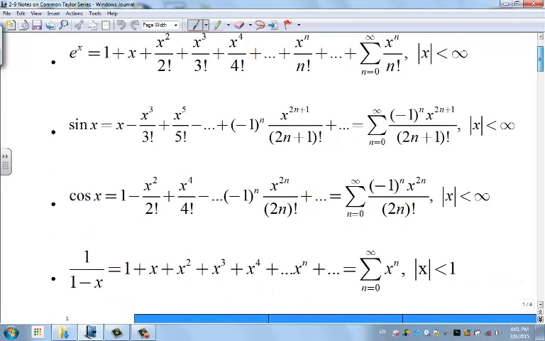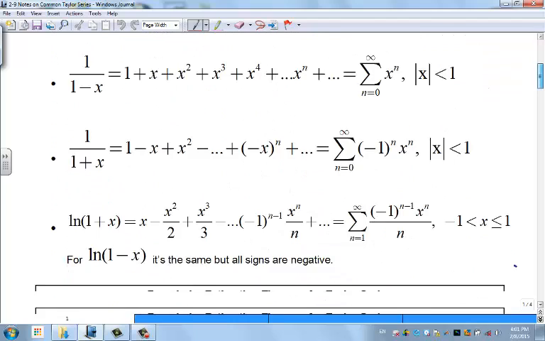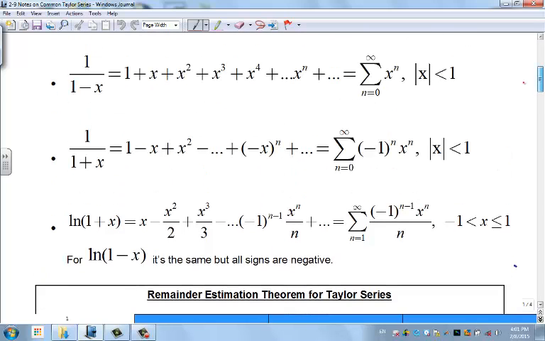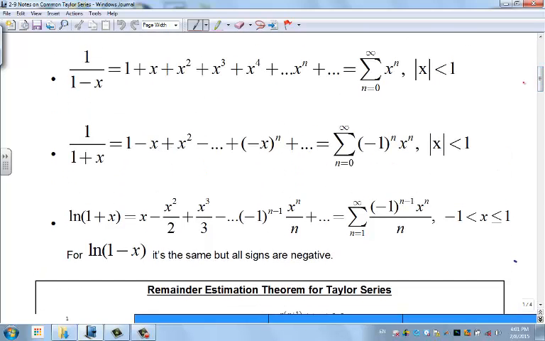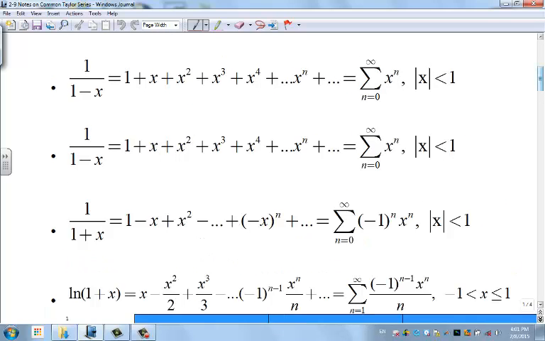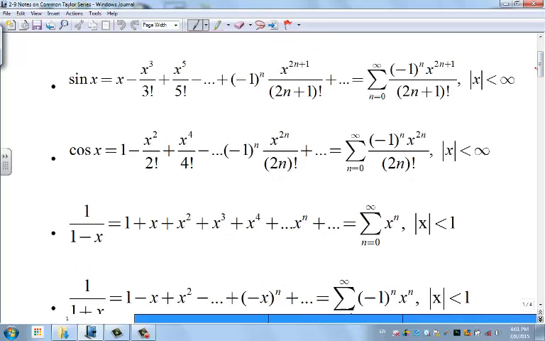They will make your lives much easier if you memorize that bunch of things, because if you memorize them and then you're asked, for example, to do cosine of x squared, then you could just use this cosine of x function and you can plug in an x squared for your x. It just makes life a lot easier when you're going to generate a polynomial.